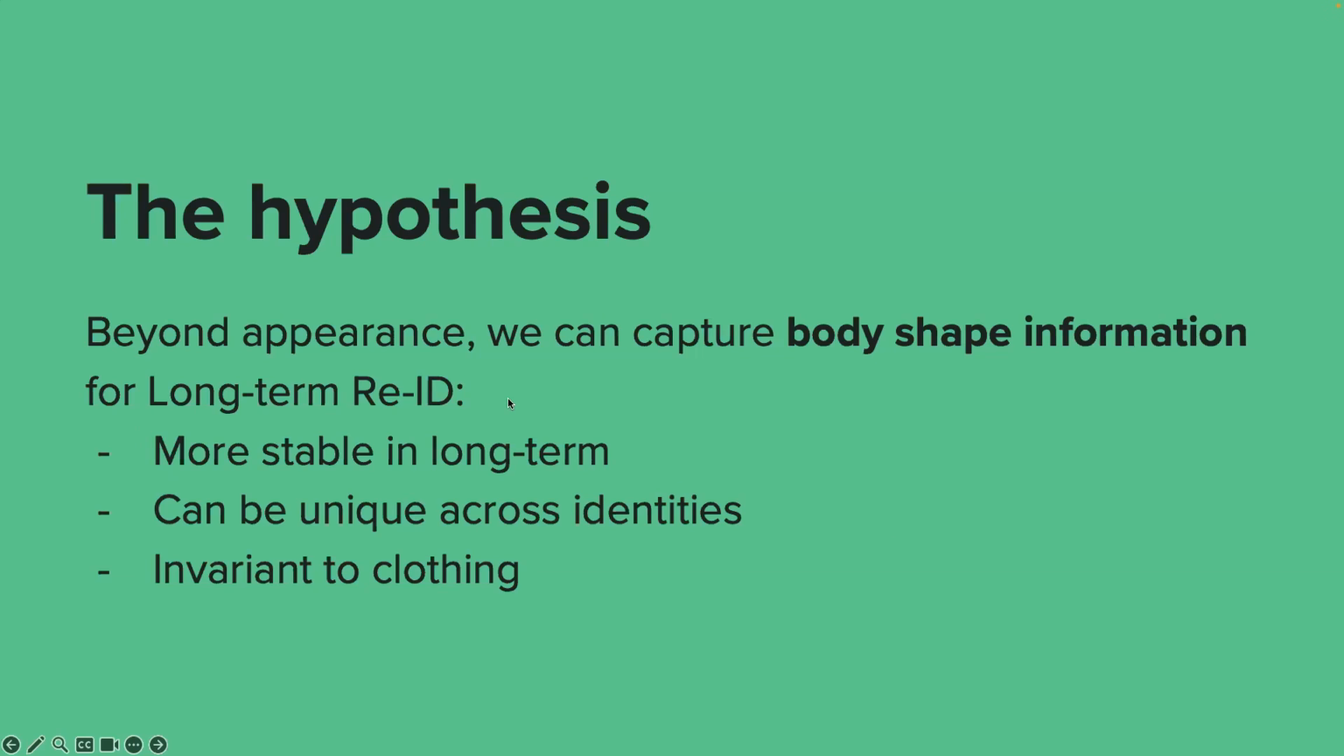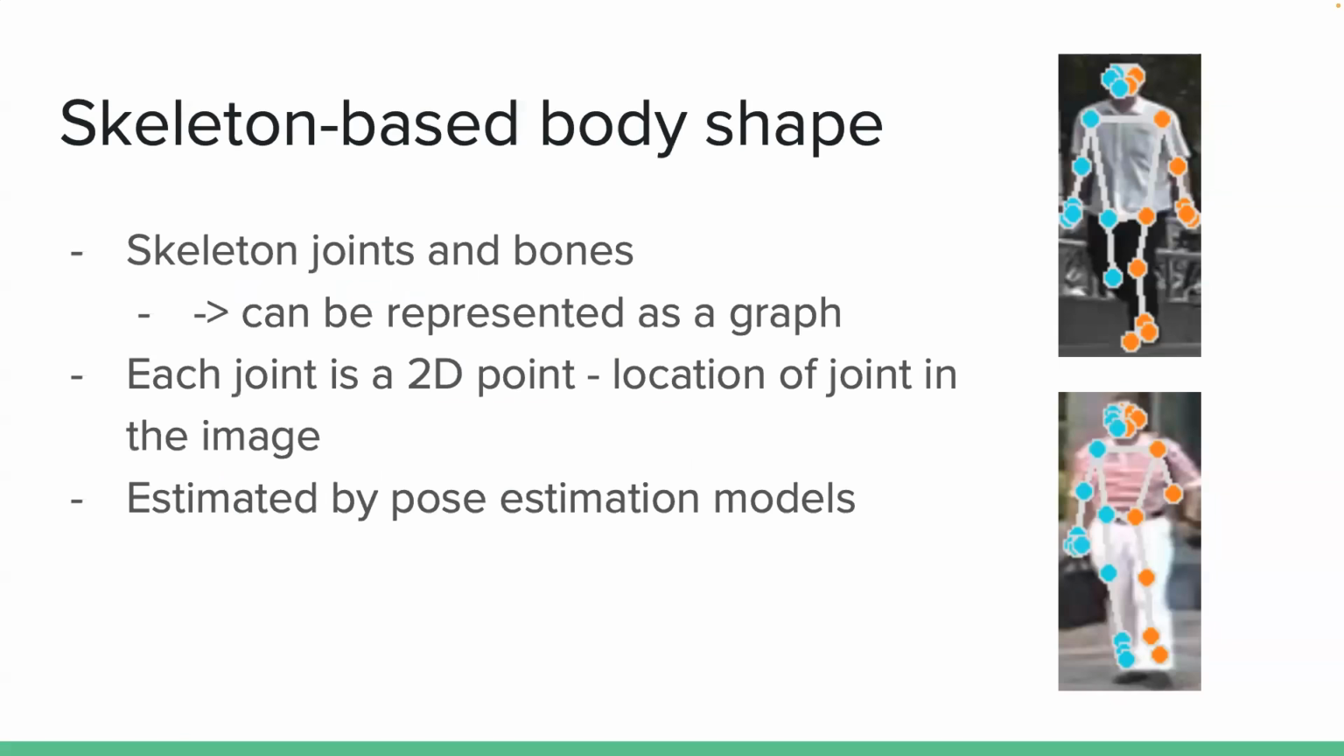Generally, beyond appearance, we can capture body shape information for long-term person re-ID because body shape is more stable in the long term. It can be unique across identities, and it can be invariant to clothing. To capture body shape, we can use the skeleton-based pose. A skeleton is a graph of joints and bones, and each joint is a 2D point, which is the location of the joint in the image. A skeleton can be estimated by pose estimation models.